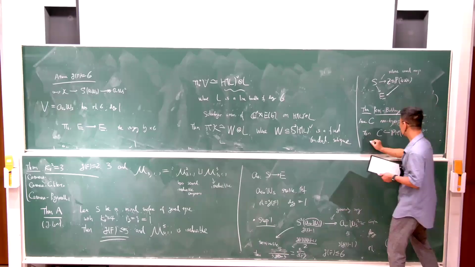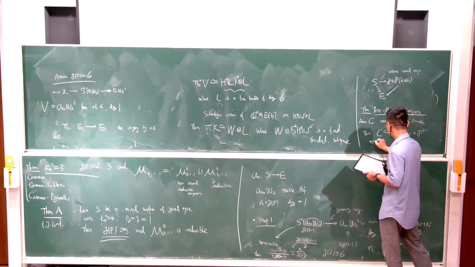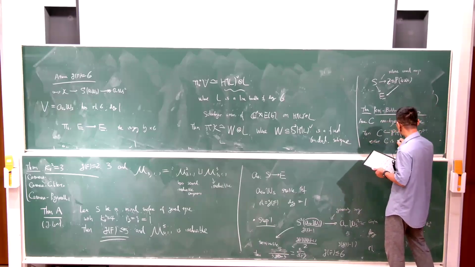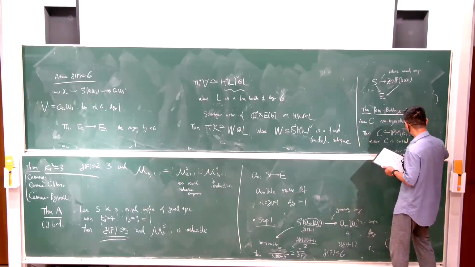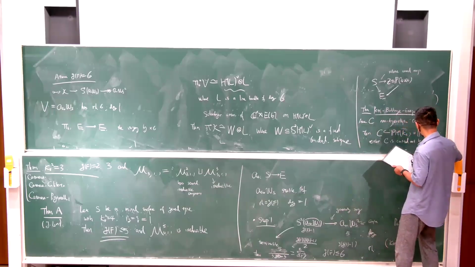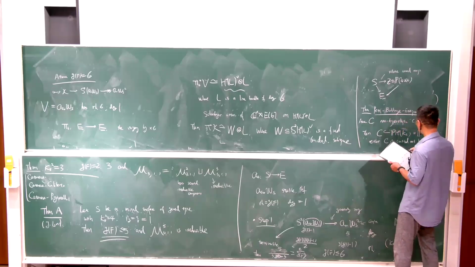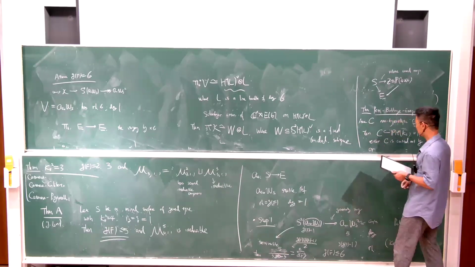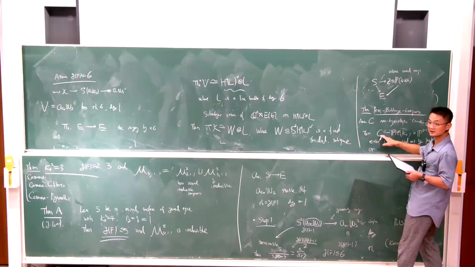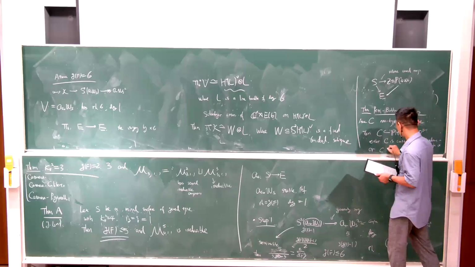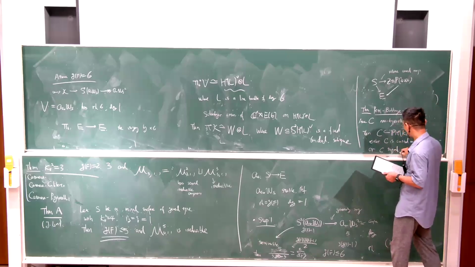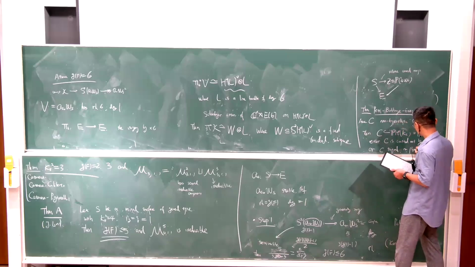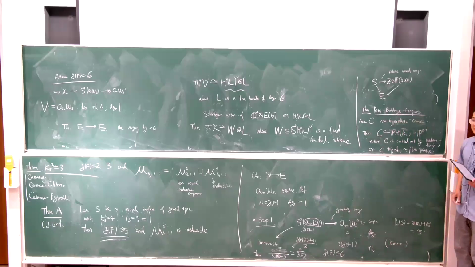Okay. In general, either C is cut out by quadrics through it. This is the most general case, or if not, then C is either trigonal or a plane quintic. These are the exceptional cases.